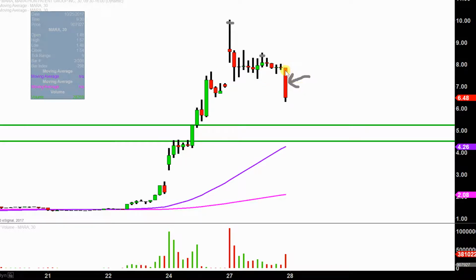The sellers definitely made an appearance, big red candle, and looking down there at the volume, you can see this volume candle was much bigger than these other volume candles. So going into the end of the day, no doubt about it, the sellers showed up. But again, that's where things get tricky. From a big picture perspective, I fully realize that there was indeed a pullback today.